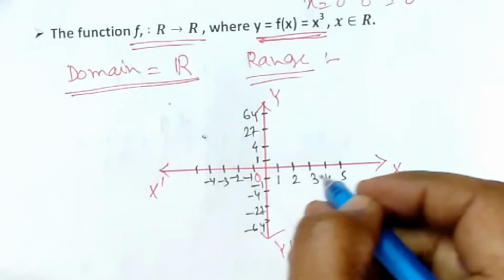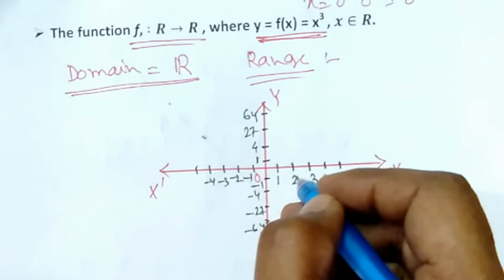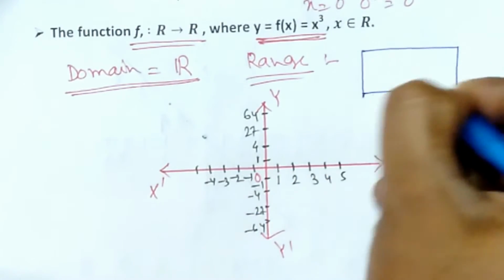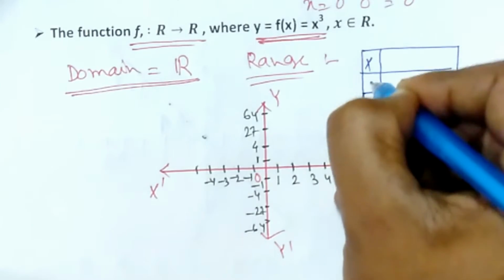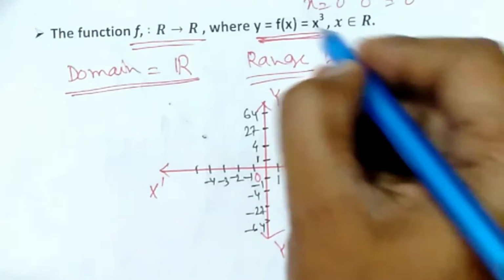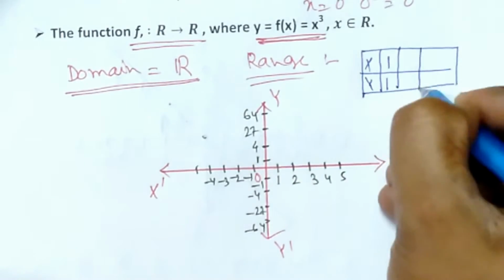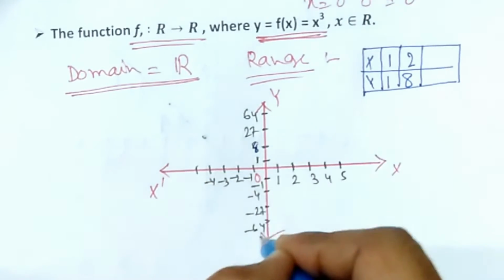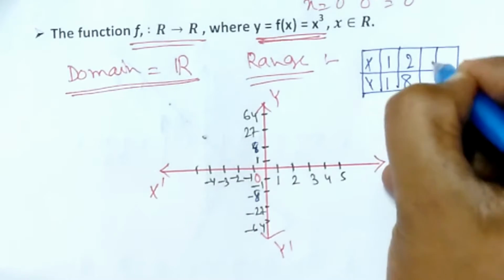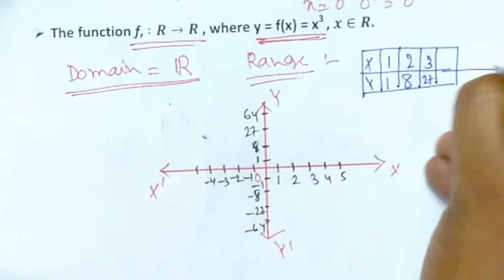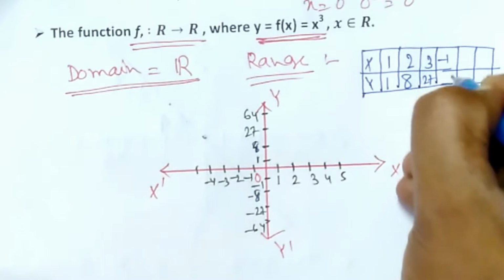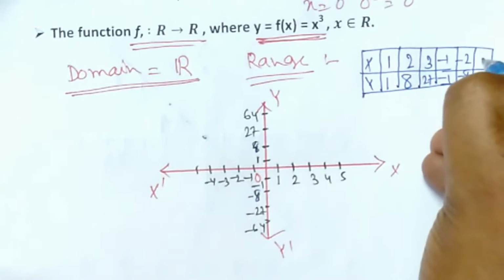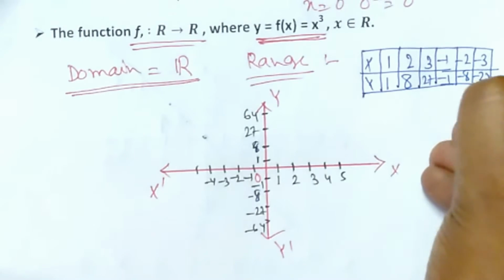Look, if we plot the numbers, suppose this is x, this is y. For 1, the value of y is also 1. For 2, 2 cube is 8. For 3, this will be 27. Similarly, for minus 1, this will be minus 1. Minus 2, this will be minus 8. Minus 3, this will be minus 27, and so on.